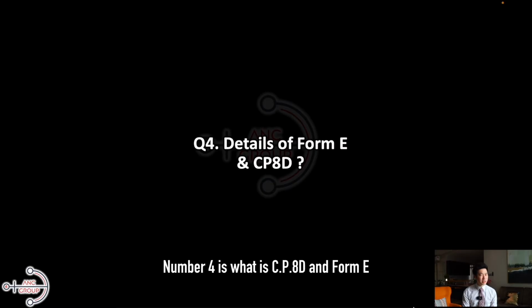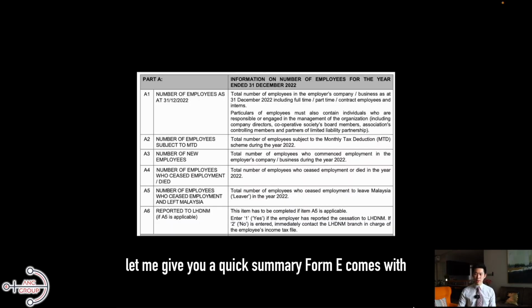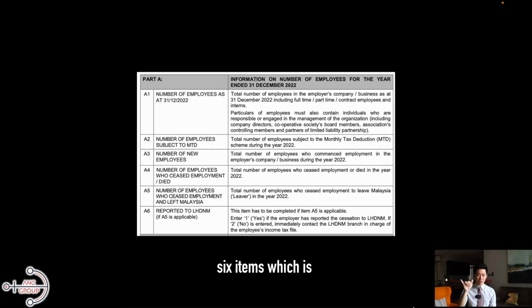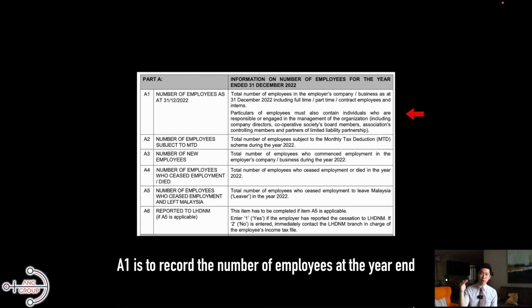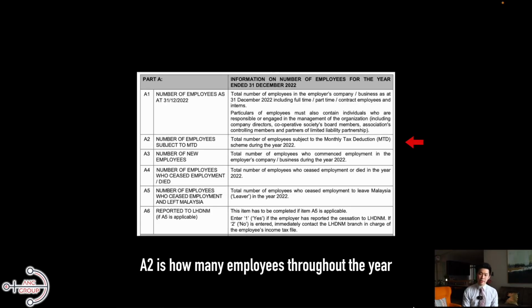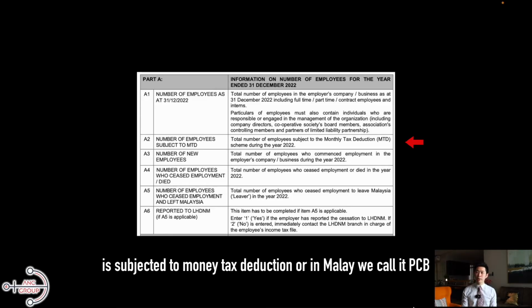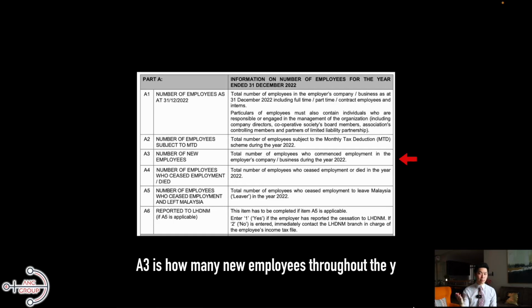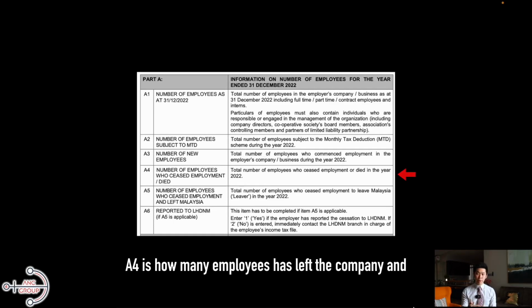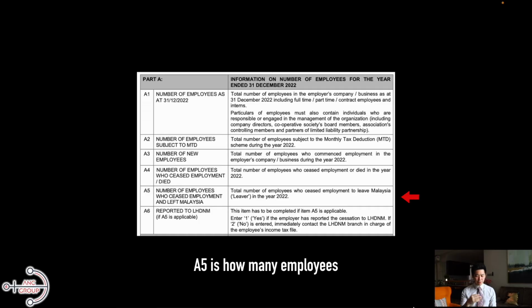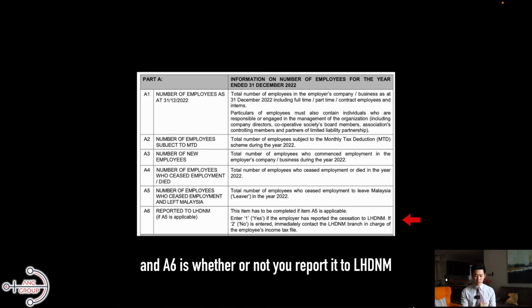Number 4 is what are CP8D and Form E? What are the details on these two forms? Let me give you a quick summary. Form E comes with 6 items, which are A1, A2, A3, A4, A5, and A6. A1 is to record the number of employees at the year end. A2 is how many employees throughout the year are subjected to monthly tax deduction, or in Malay we call it PCB. A3, how many new employees throughout the year. A4, how many employees have left the company. And A5 is how many employees have ceased employment and left Malaysia. And A6 is whether or not you reported to LHDN and M.